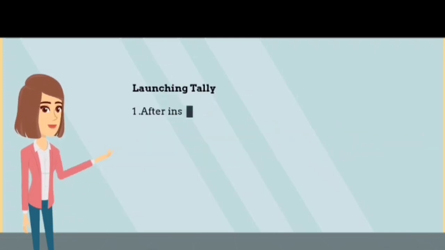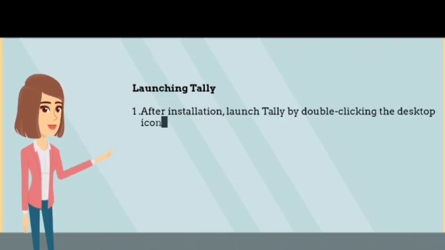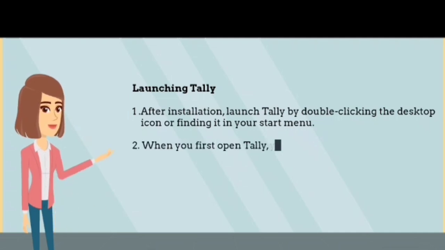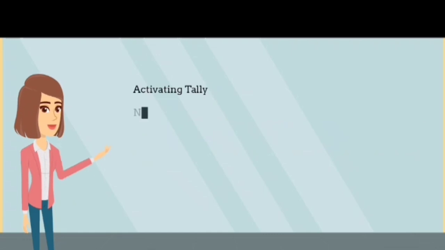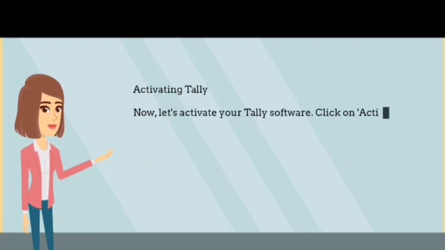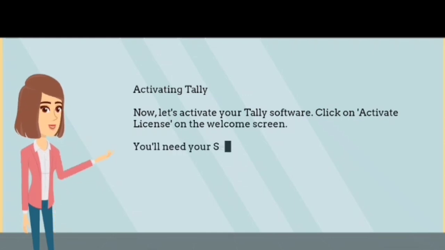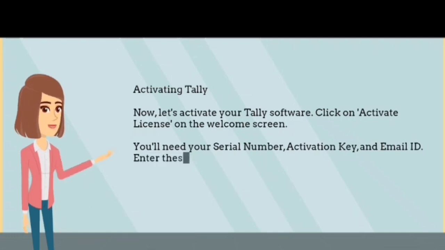Launching Tally. 1. After installation, launch Tally by double-clicking the desktop icon or finding it in your Start menu. 2. When you first open Tally, you'll be greeted by the welcome screen. Activating Tally. Now, let's activate your Tally software. Click on Activate License on the welcome screen. You'll need your serial number, activation key, and email ID. Enter these details and click Submit.